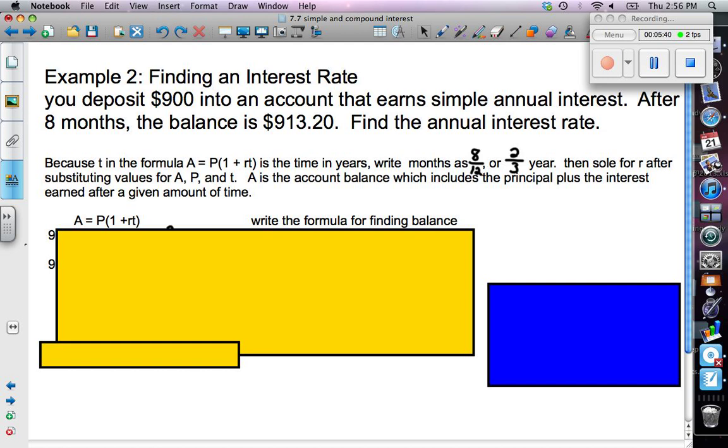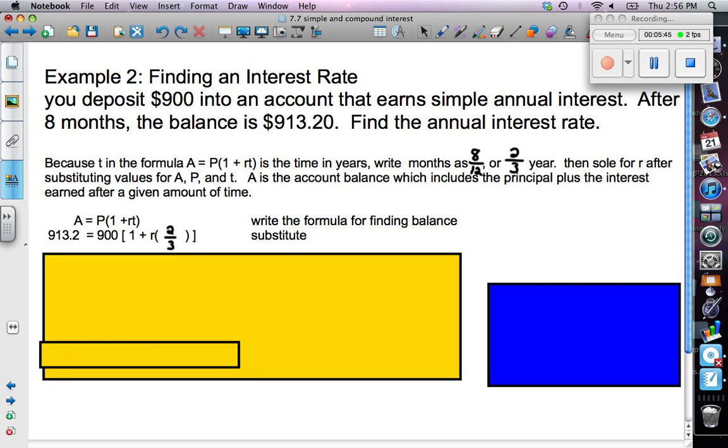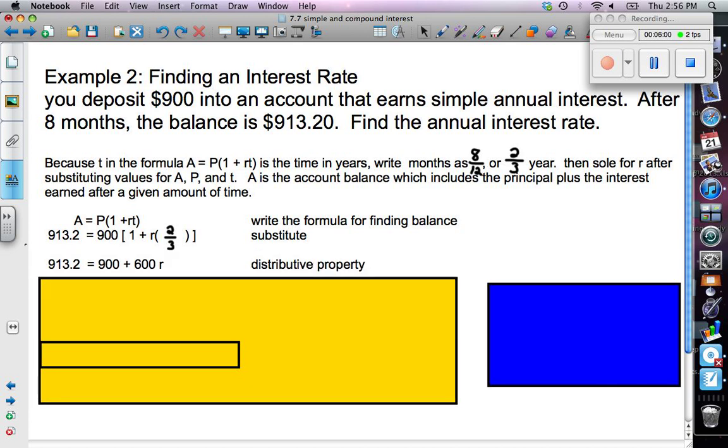So we're going to write the formula out first. Then we're going to substitute, just as we did before. So 913.2 is our balance, 900 is our principal, times 1 plus R, and the T is 2 over 3. We don't know what R is, that's what we're going to solve for. The next step, use the distributive property. So 900 times 1 is 900. 900 times 2/3 is 600. So we're left with 913.2 equals 900 plus 600R.